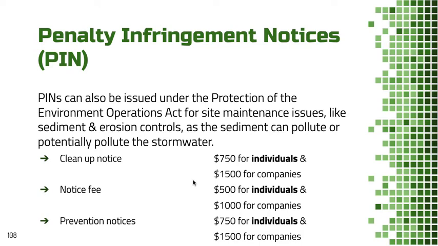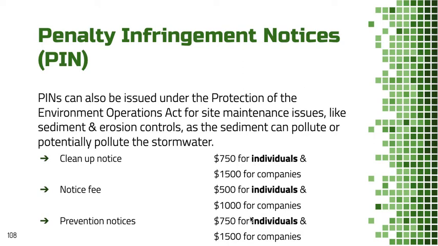Now, I mentioned earlier that there can be infringement notices. Okay, these are penalty infringement notices, or what we call PINs. And PINs are being issued under the POEO, Protection of the Environment Operations Act. Some things that they're being issued for are things like not having your site maintained properly. That is, not having your sediment control fences, not having your sandbags around the stormwater drains to divert mud and silt from going into the stormwater system. Okay? And if you're issued one of those, it could be a cleanup notice, or a prevention notice, depending on what you have or haven't yet done.